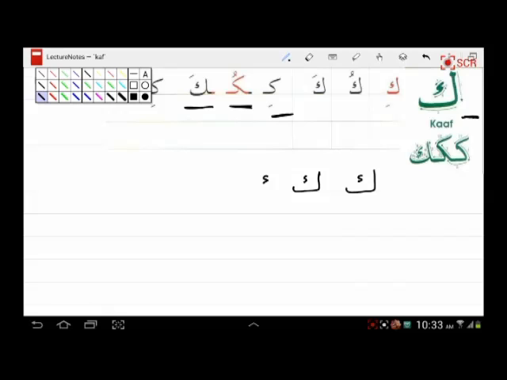Now, how about the initial form? You start there and you go down. It's not straight or parallel to the main line you have in here. No, it's going down, right? And then the next thing you do is you go down to the line and then you get back to the line in here. So that's kaf.